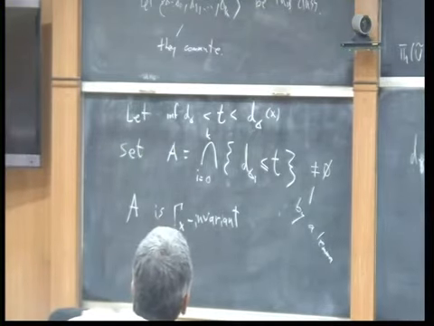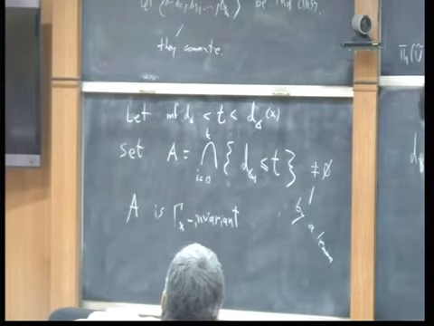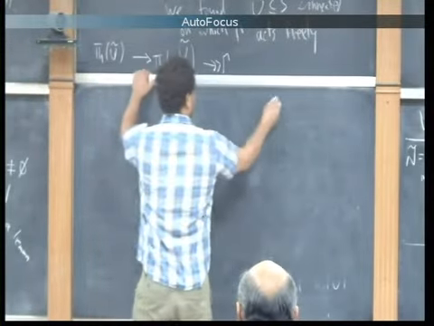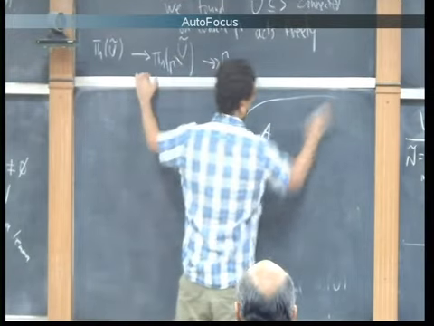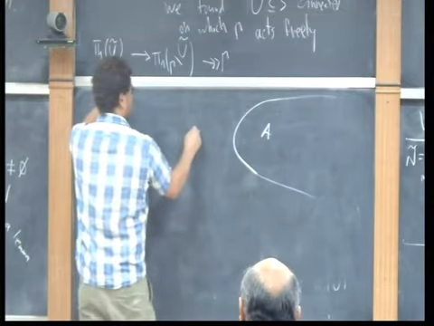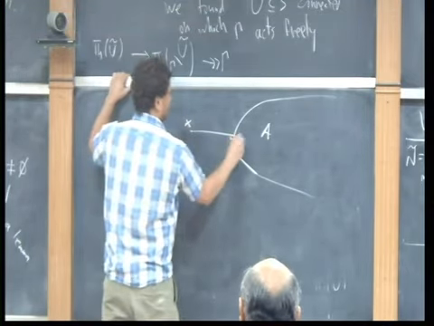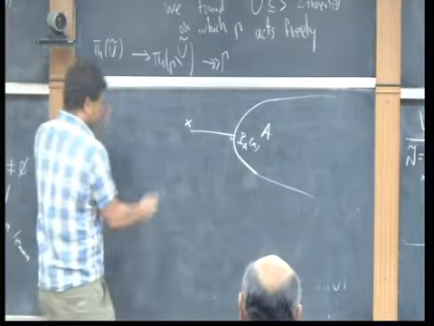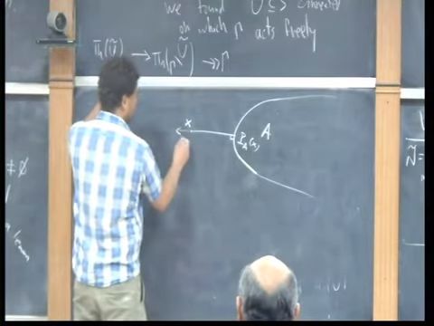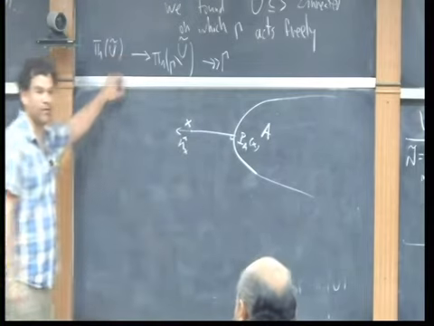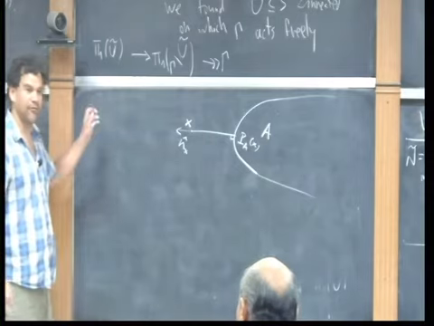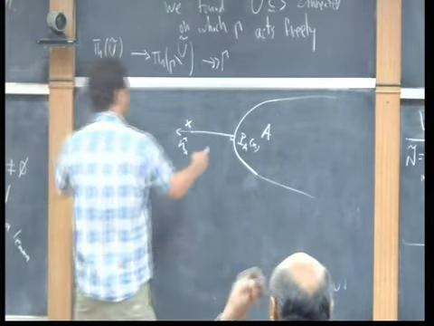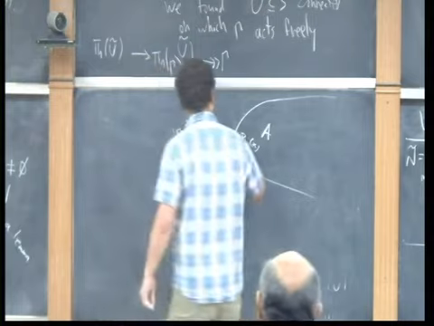Look at the situation. This is A. It could be an unbounded set, but we have somewhere here X. And I look at the projection pi A of X. And I define this direction to be, I will look in this direction, I will show that the directional derivative in this direction is non-zero.